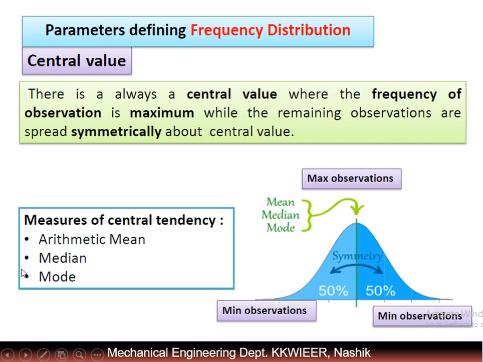So the measure of central tendency is of 3 different types, as we have discussed earlier: the arithmetic mean, the median, and the mode.